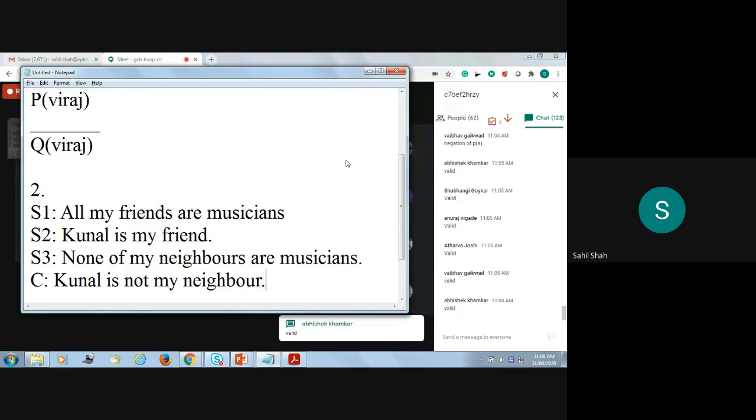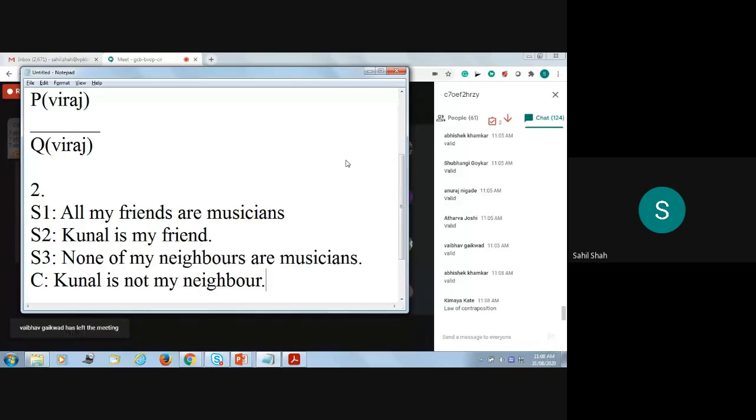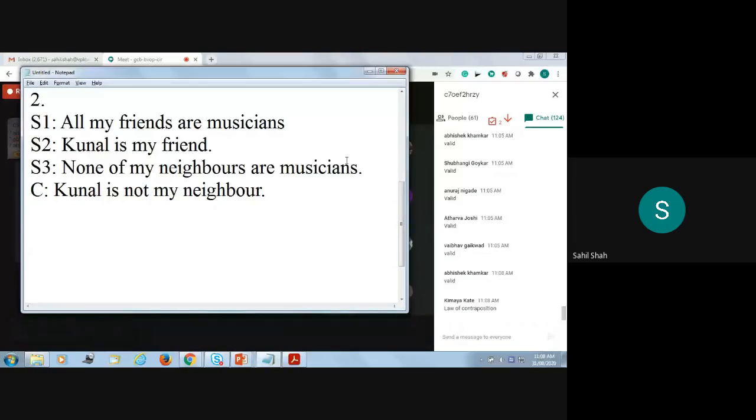Again, by which law? Abhishek, it is valid. Yes, it is valid. But by which law? How can you justify it is valid? Law of contraposition. See, now we have to use quantification, because I am observing that "all" is used, so there will be usage of quantification. So see how to solve this. Obviously, it is valid.